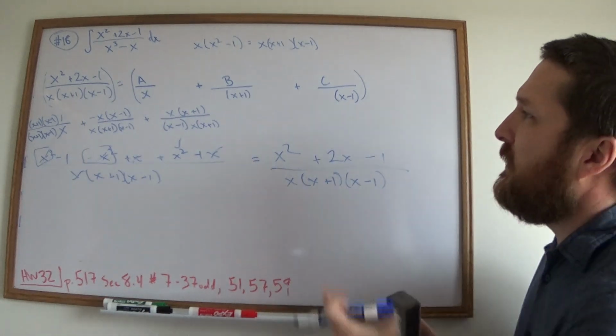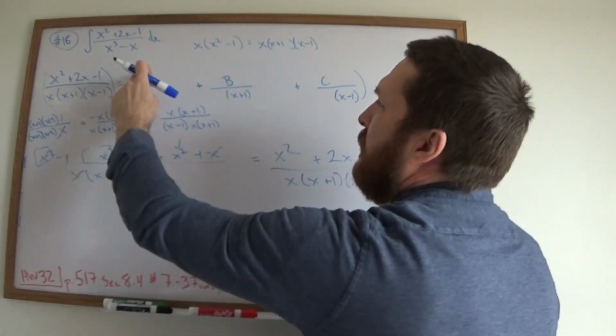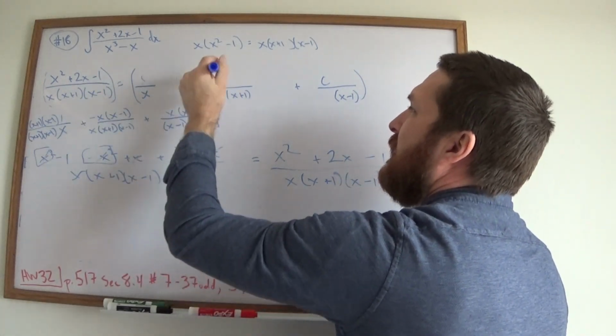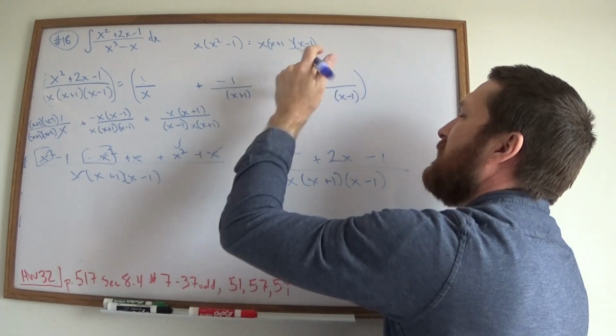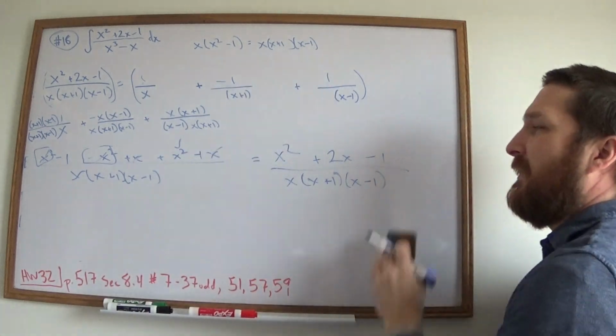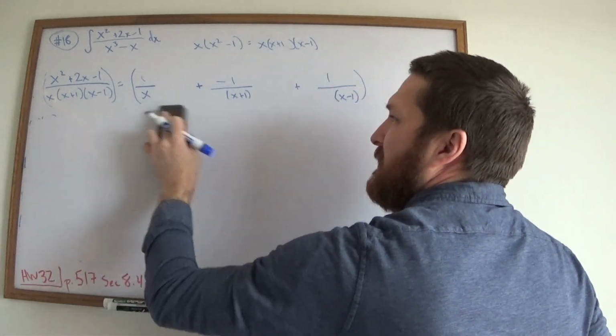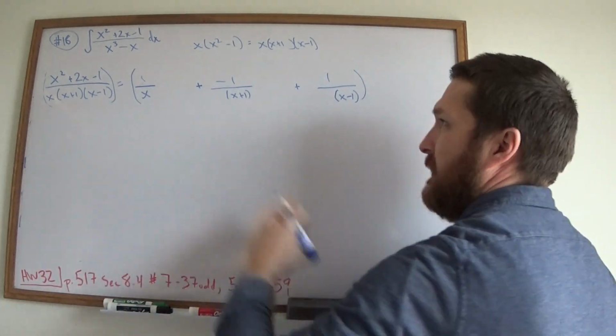Okay, so let's make sure I erased everything, but I believe this was a 1, I think it was a negative 1, and this one was a 1. So now I can integrate. I've checked it. I'm sure that this is the same thing as that. And so I'm going to integrate.